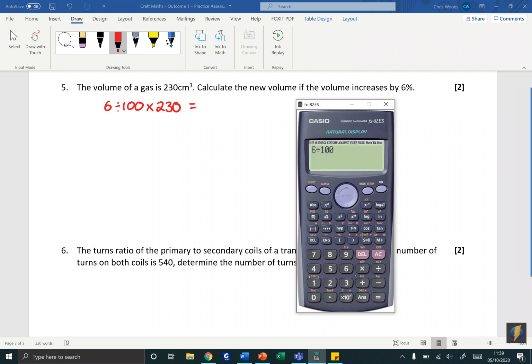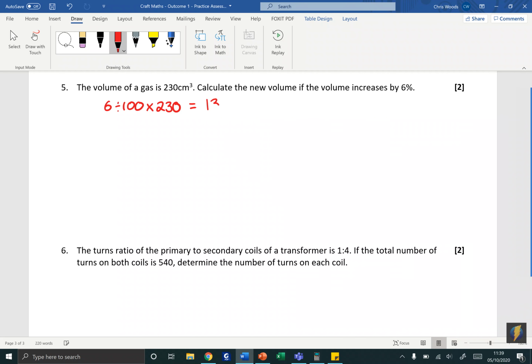Multiplying by 100 times 230 is going to give you 13.8. So 13.8 centimetres cubed is 6% of 230. It's a volume increase, so all we would then do, I'll say V new as a new volume, is 230 plus 13.8 and write that out.